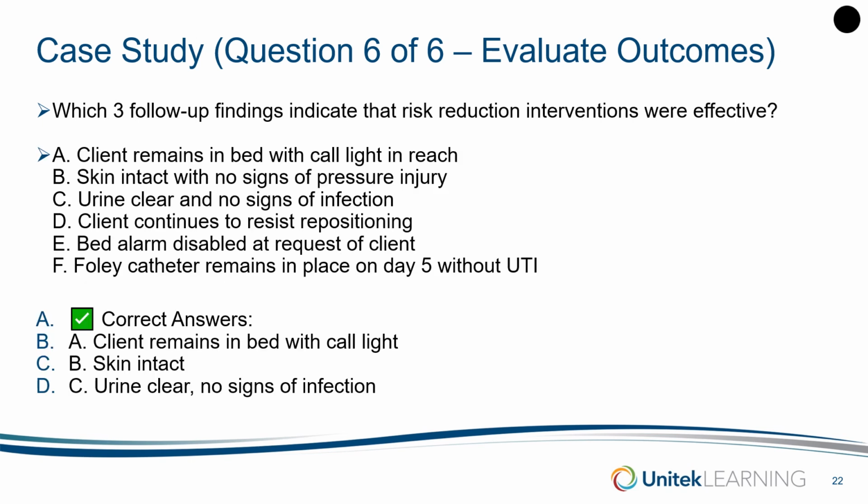So here we are. Your answers are client remains in bed with call light. The skin is intact. Urine is clear with no signs of infection. These all demonstrate success in fall prevention, skin integrity, and CAUTI prevention. Findings like resisting repositioning or leaving the catheter in too long without need show room for further intervention. So these are your correct answers.